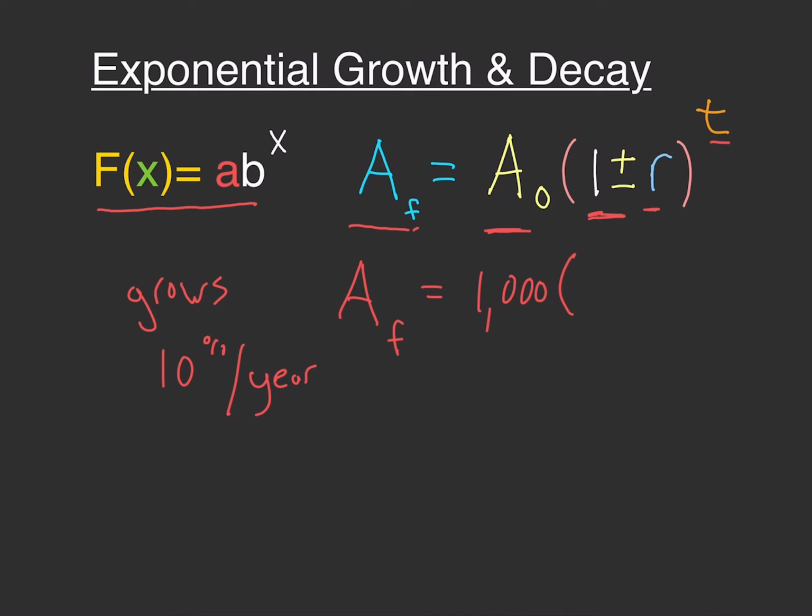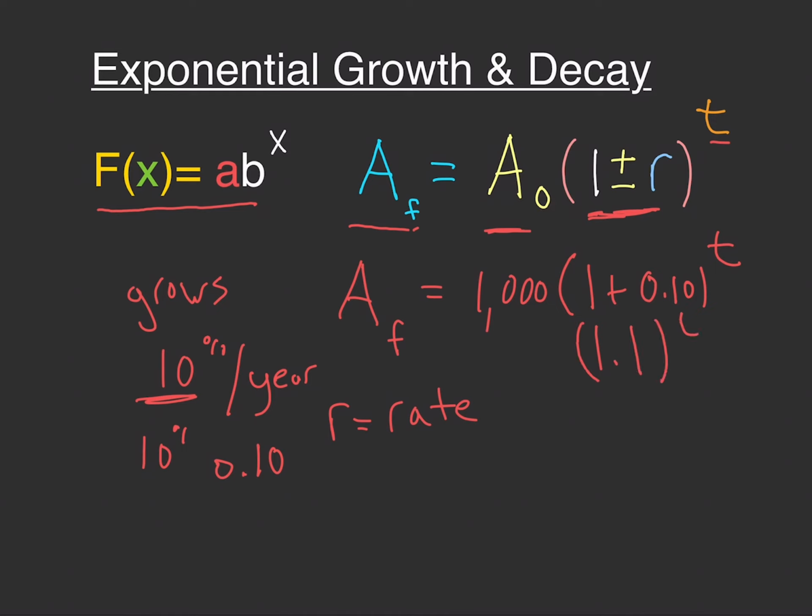So in this case, I would write 1 plus r. In this model, r stands for the rate. So the rate, which is 10%, but I need to put that in decimal form. So 10% as a decimal is 0.10. So I would put 0.10 here, and it would be to the power of t. I would simplify this to be 1.1 to the t.